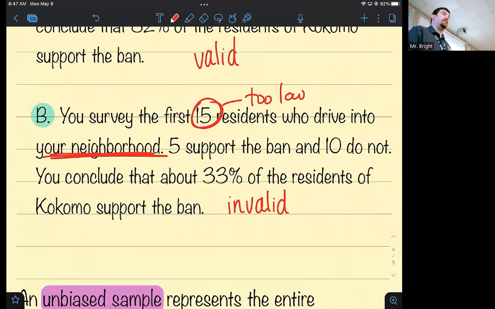Also, your neighborhood. If you just ask people from your neighborhood, you are favoring one part of the population over the other. That's because you're being lazy, right? So it's too small. You're asking people just in your neighborhood. I'm not saying you can get out to every neighborhood, but maybe go to a supermarket where lots of people are going to come in and you can get a feel for the entire town that way.